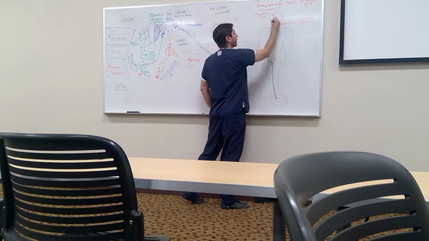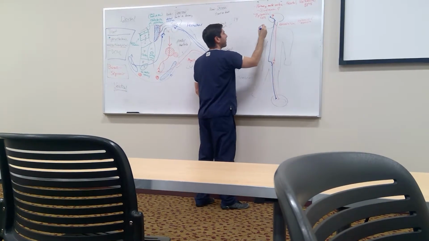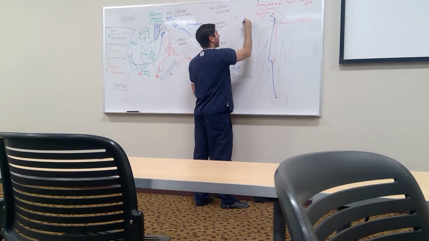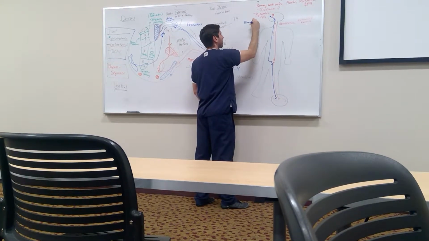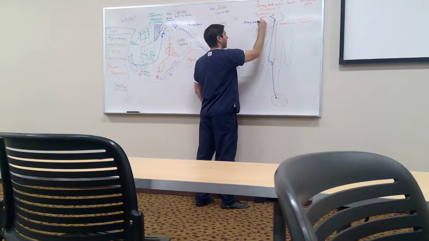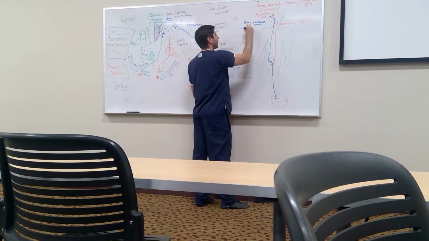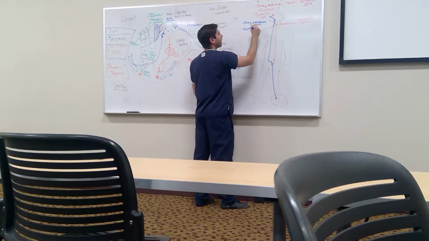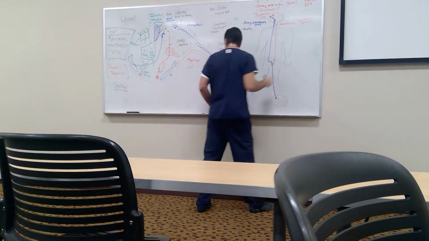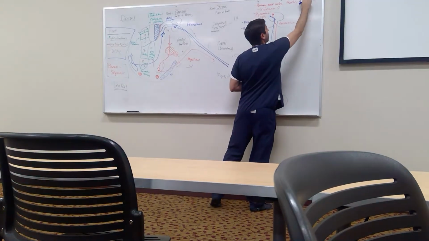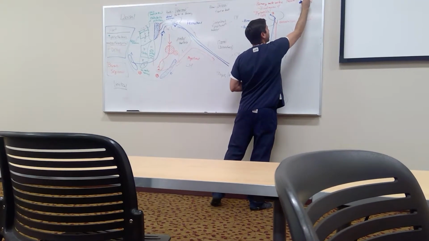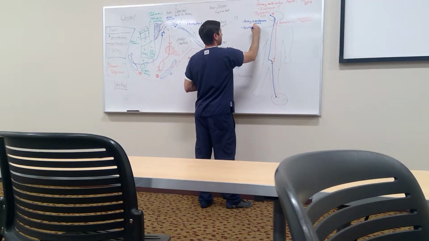Thalamus. Internal capsule, and then it's going to end up in the primary somatosensory cortex. Tell me more about it. Lobe: parietal. Gyrus: this is wrong. Okay, sorry, I told you, you have to keep me honest. I make mistakes. Postcentral gyrus.